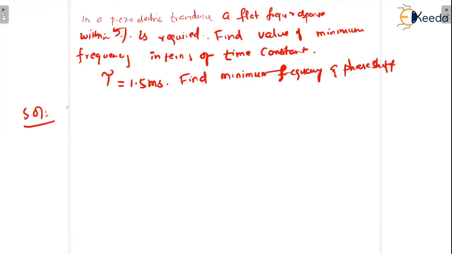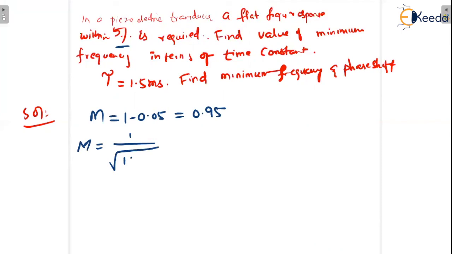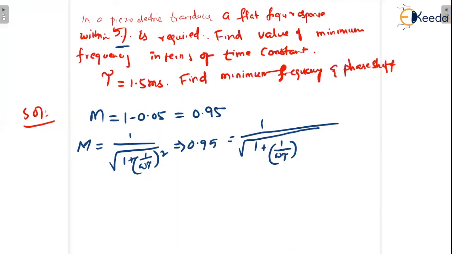In order to obtain a flat response within 5% of amplitude ratio, the amplitude ratio must be M equal to 1 minus 0.05, that is 0.95. Because this is a 5% flat response, it is 0.95. And M is given by 1 by under root 1 plus (1 by omega tau) whole square. If you substitute, 0.95 is equal to 1 by under root of 1 plus (1 by omega tau) whole square. So this gives omega tau is equal to, I think, 3.04.